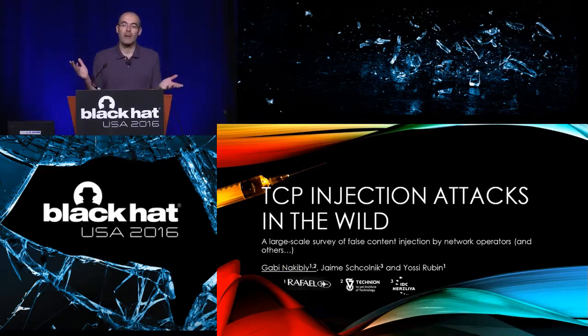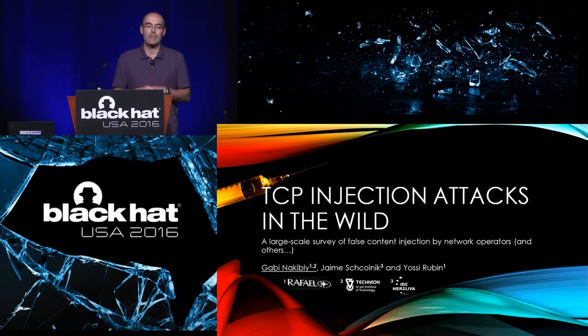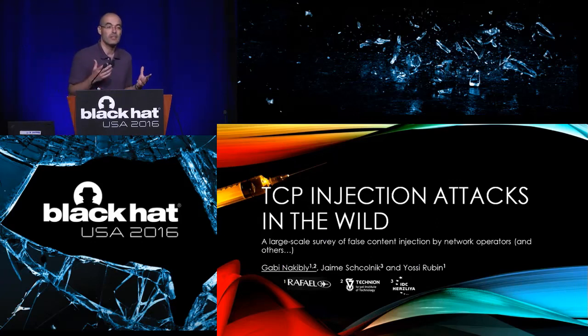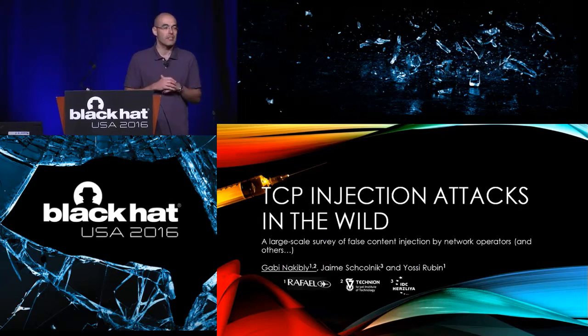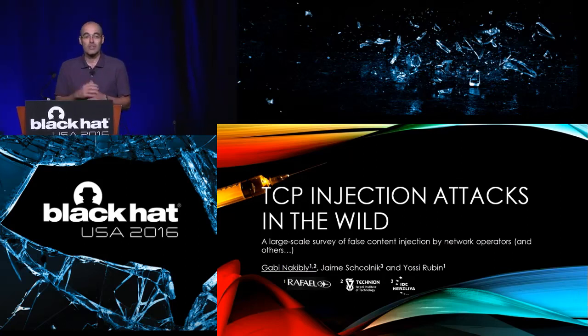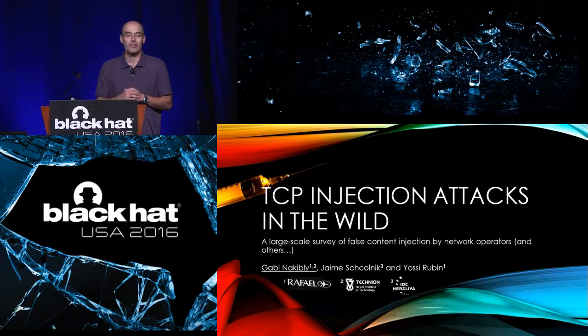Hi everybody, thank you all for coming. Today I'm really excited to share with you some interesting results of a large-scale survey we've conducted in order to search and analyze TCP injection attacks in the wild. Throughout the study we have examined more than 1.5 petabits of web traffic coming in from web servers having in total 1.5 million unique IP addresses. To the best of our knowledge, this is the first large-scale internet survey of this scope that aims to study the practice of TCP injection attacks in the wild. What we wanted to do is to understand what kind of TCP injection attacks are currently going on in the wild, to what purpose, and who are the entities behind those injections. The collaborators in this research were Jamie Shkolnik and Yossi Rubin.